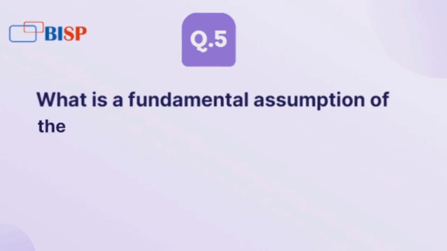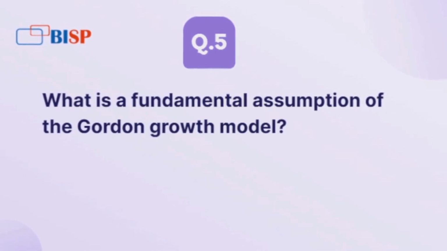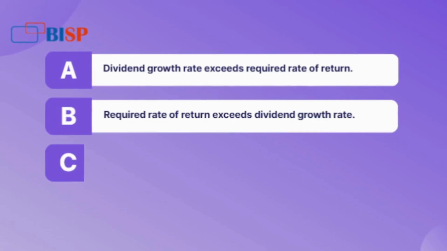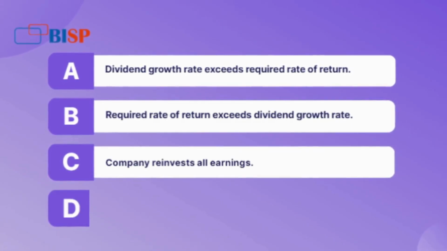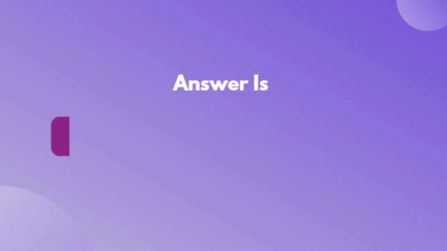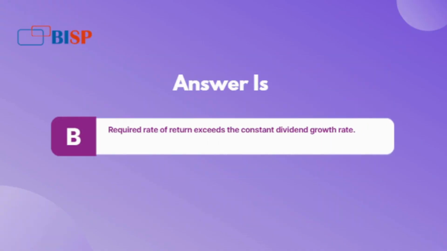What is a fundamental assumption of the Gordon growth model? A. Dividend growth rate exceeds required rate of return. B. Required rate of return exceeds dividend growth rate. C. Company reinvests all earnings. D. None of the above. Answer is B. Required rate of return exceeds the constant dividend growth rate.